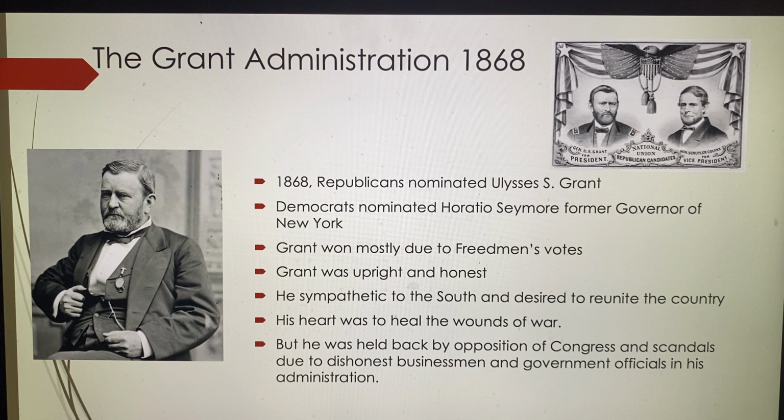Democrats then nominated Horatio Seymour, who was the former governor of New York. So anyway, here's Colfax. Colfax ran for vice president. So we have Grant and Colfax running. Horatio Seymour ran against him, but Grant won. People think he mainly won because the freedmen were allowed to vote. The ex-slaves were allowed to vote.